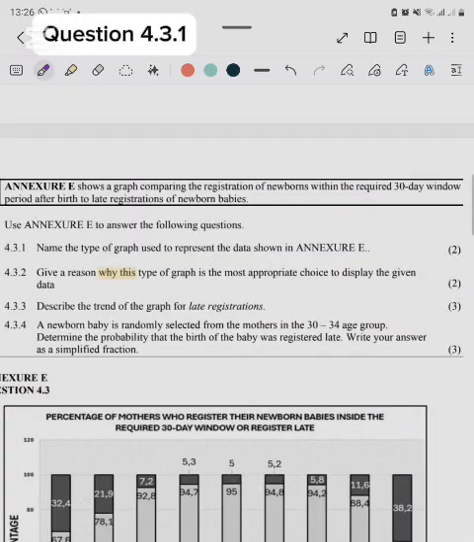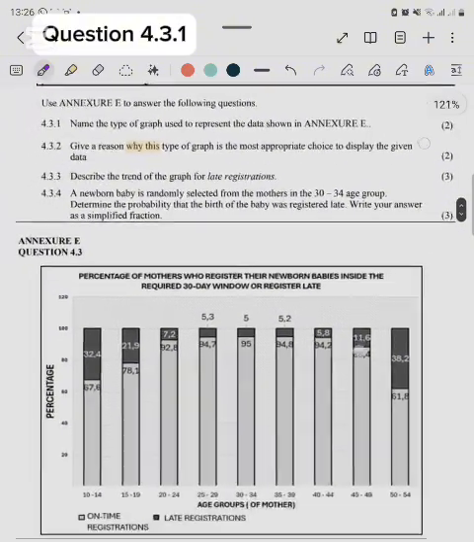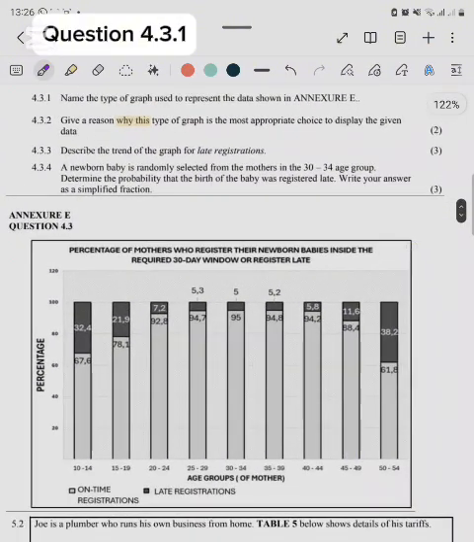Right, question 4.3. 4.3 was about Annexure E, which was this lovely graph over here. First thing they want you to name is what type of graph it is. It was a stacked or compound bar graph.